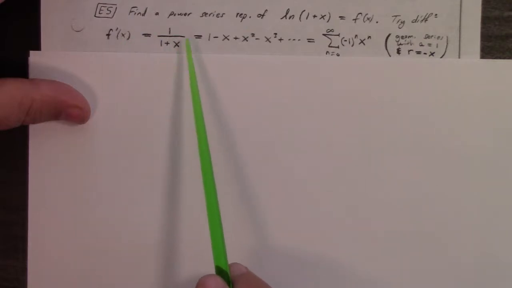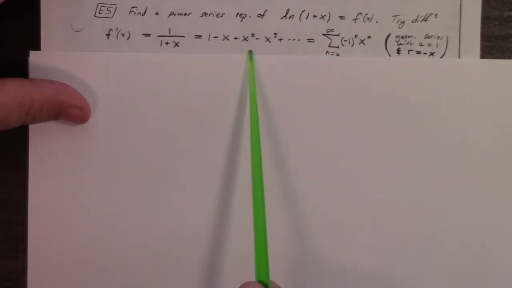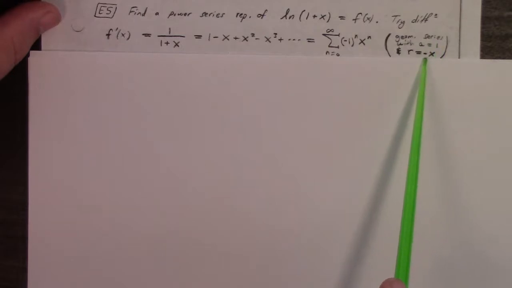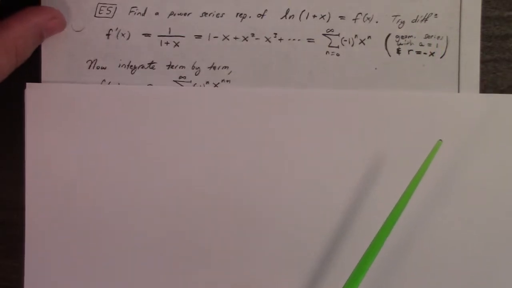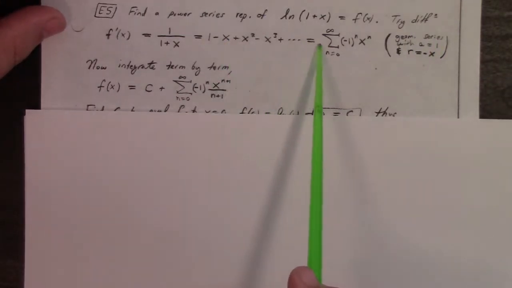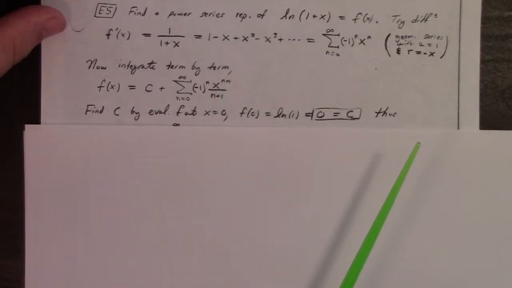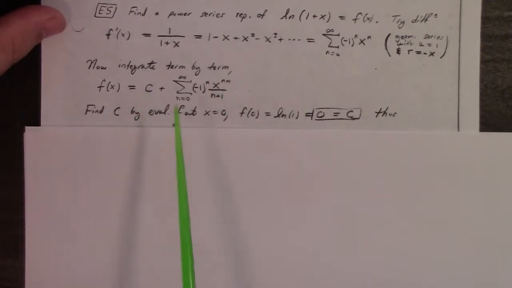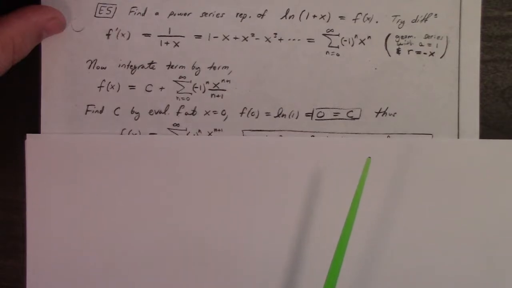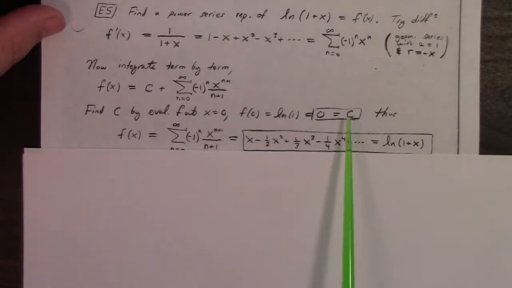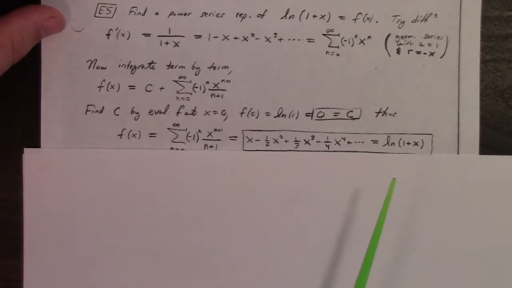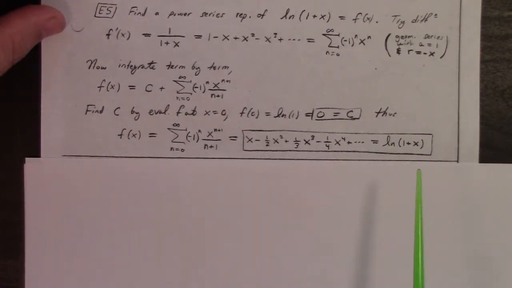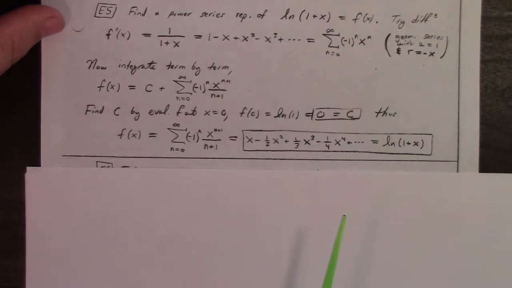So f prime of x is equal to that, by the geometric series again, a equals 1, r equals minus x. Great. Then I integrate term by term and evaluate at 0. Again, the constant is 0. Don't want to give you the wrong idea. The constant doesn't always have to be 0, but it just happens to be 0 in my examples here. And there we have it. Natural log of 1 plus x is x minus 1/2 x squared plus 1/3 x cubed minus 1/4 x to the 4th, and so forth and so on.